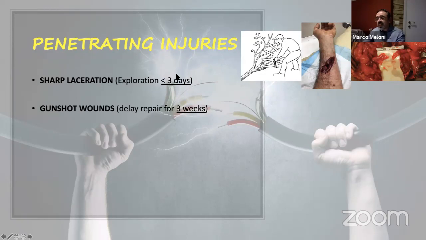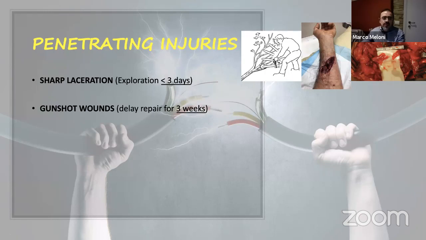In this case, the exploration is mandatory within 3 days, because after 3 days there is a lot of scarring, there is a retraction of the nerve, and so to find the extremity of the nerve is very difficult unless somebody has a very well knowledge of the anatomy, but it complicates in a bad way the surgical work. So it needs exploration within 3 days if we got a sharp laceration. If we got gunshot wounds, the repair could be delayed for 3 weeks.